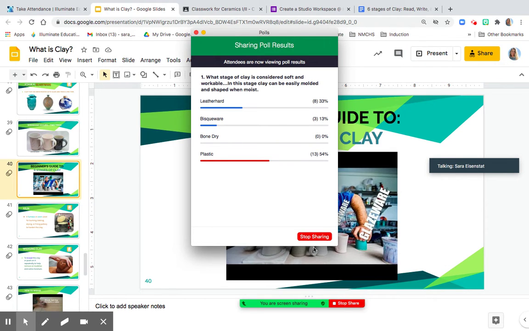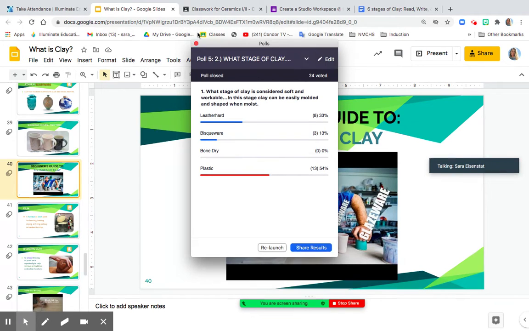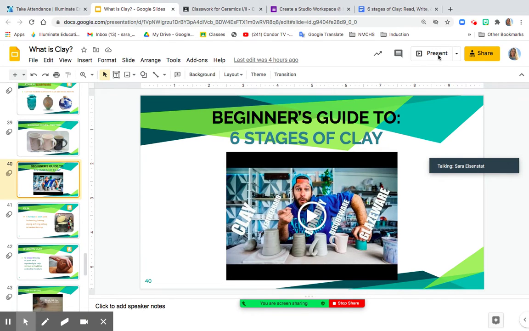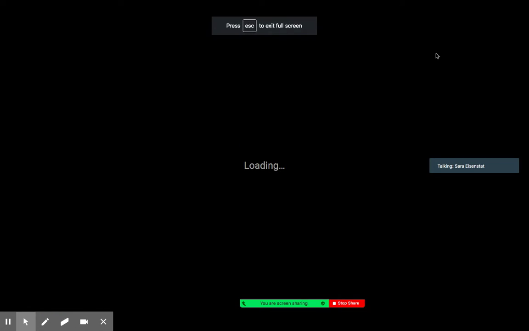So the correct answer for that one is plastic. Clay that's fresh out of the bag, plastic, can easily be molded and shaped when moist. Stage 2, plastic. All right. So I want to clarify those misconceptions and remember that when you are approaching that same question on the homework. Okay, first note for today is the word kiln.